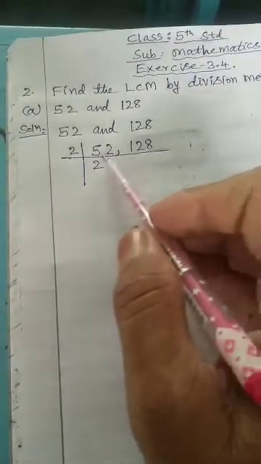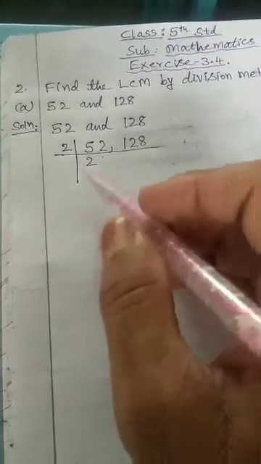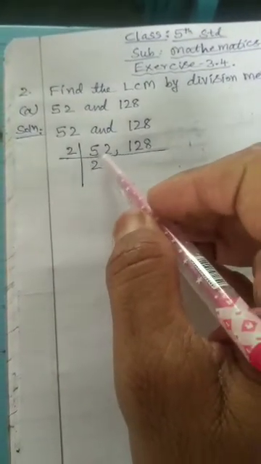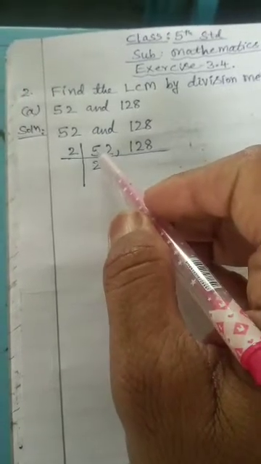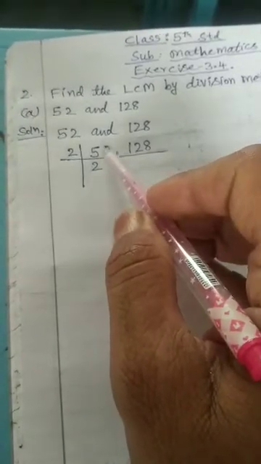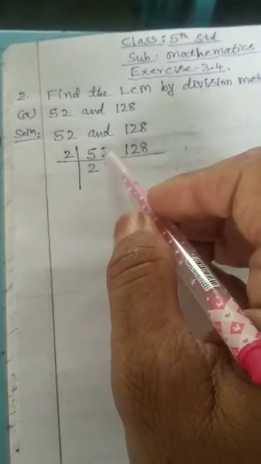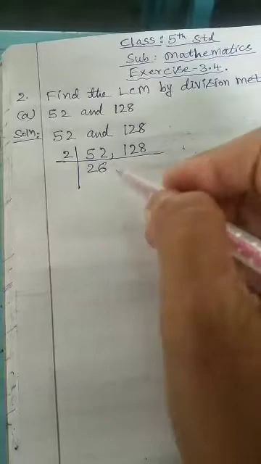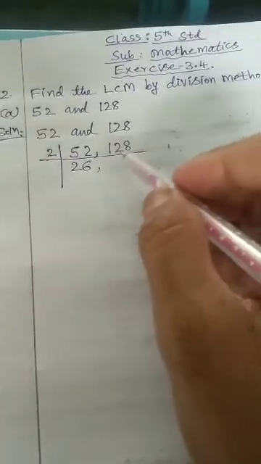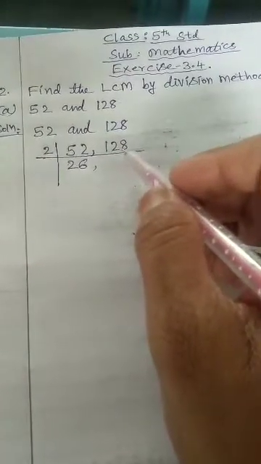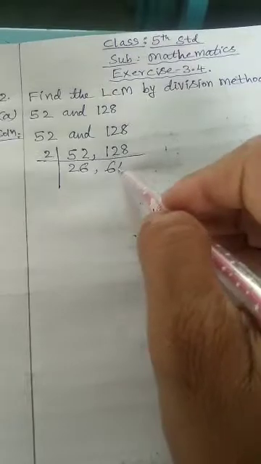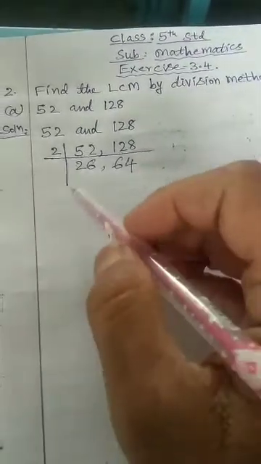These two numbers can be divided by 2. So take 2. 2 2s are 4. From 5, 4 is gone, so 1 carry here. 1 and 2 means 12. 2 6s are 12. Put a comma. Go for the other number, 128, divided by 2. 2 6s are 12, 8 is there, 2 4s are 8.